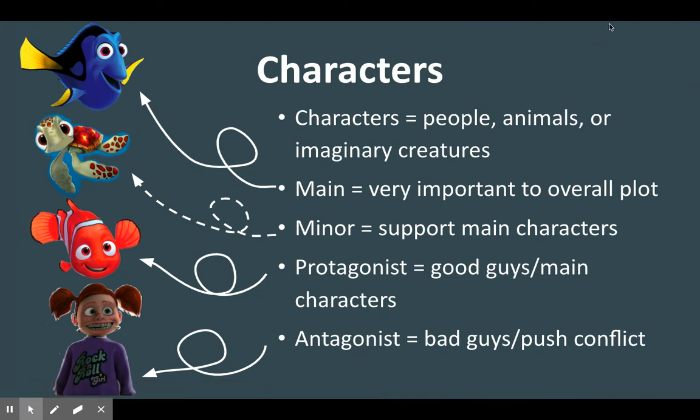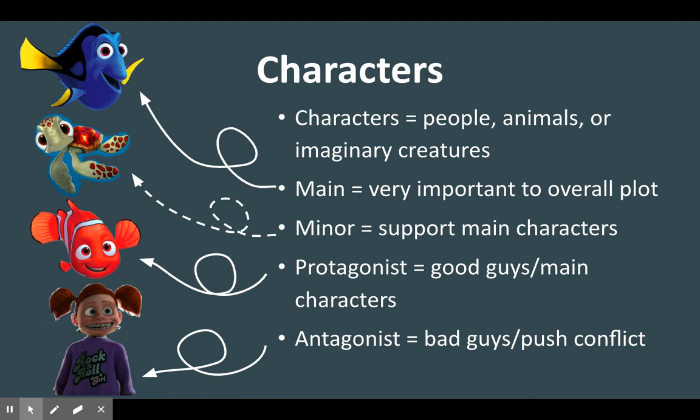So the first part of a story, or one of the elements rather, is characters. So characters can be people, animals, imaginary creatures. The main character is very important to the overall plot. They kind of help the conflict unfold. So for example, in Finding Nemo, our main character is going to be Dory, because without Dory, a lot of plot events wouldn't have happened.